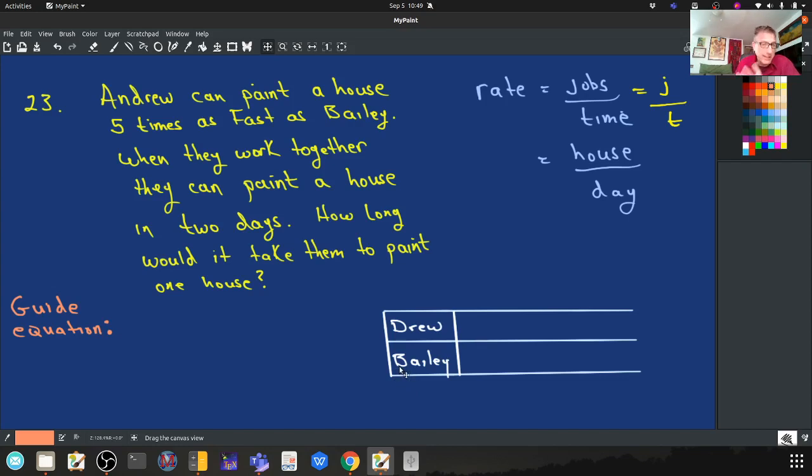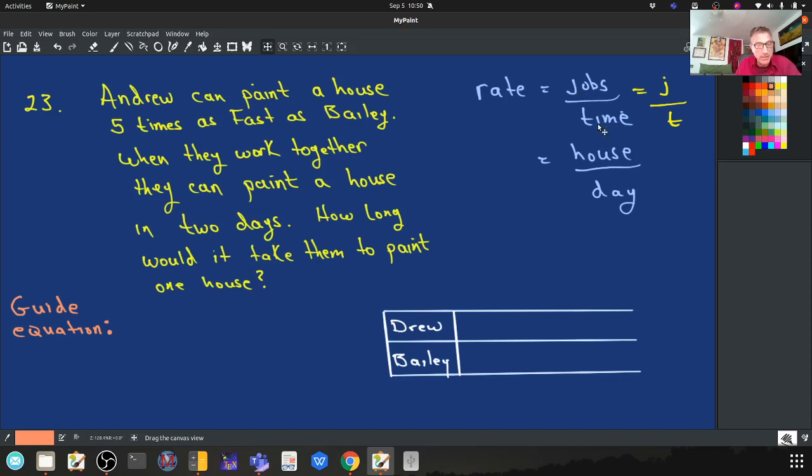So basically it says Andrew can paint a house 5 times as fast as Bailey. When they work together, they can paint a house in 2 days. How long would it take them to paint one house? So this is a rate problem. And remember, rate is a ratio, which means basically a fraction. But the number in the top part usually has a unit that is different from the bottom.